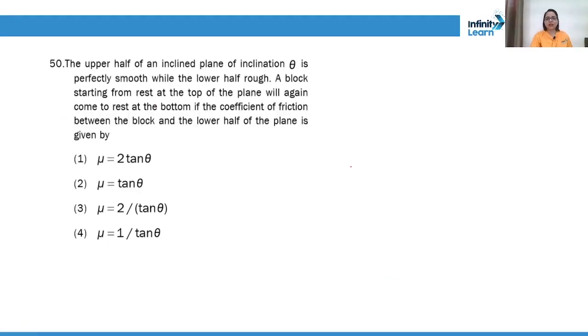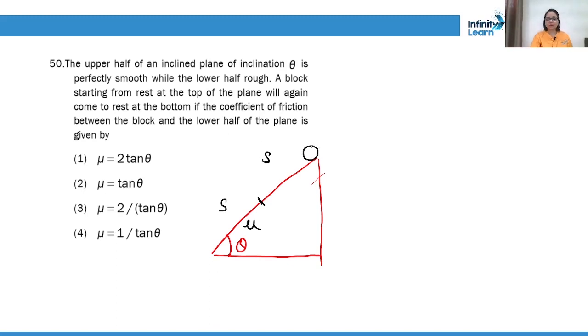Question number 50. The upper half of an inclined plane of inclination theta is perfectly smooth and the lower half is rough. So if you take upper half, this is smooth and lower half is rough. So let's say this length is s, this length is also s, total length is 2s. A block starting from rest at the top of the plane will again come to rest at the bottom. So initial kinetic energy is 0, final kinetic energy is also 0. So change in kinetic energy is 0. If the coefficient of friction between the block and the lower half of the plane is given by, then what should be the coefficient of friction between the block and the plane?